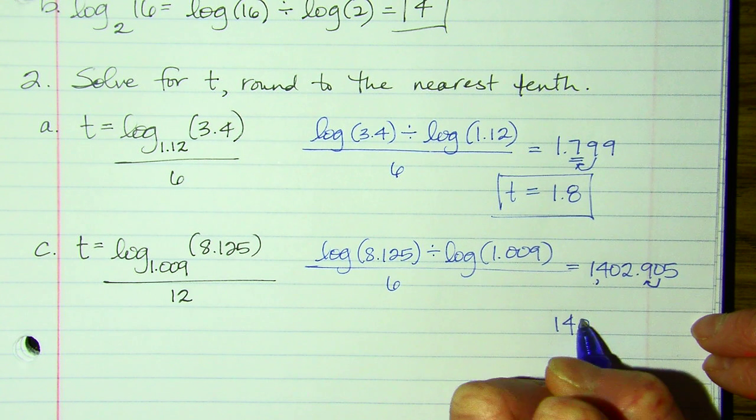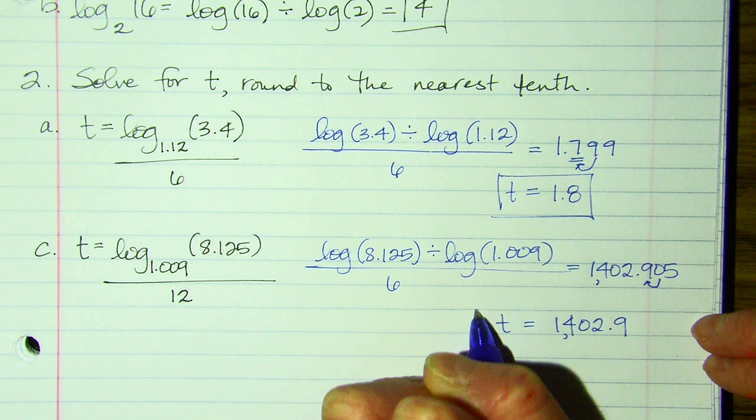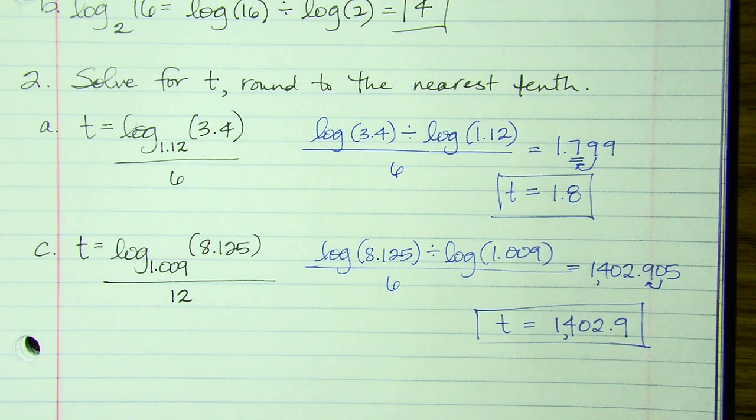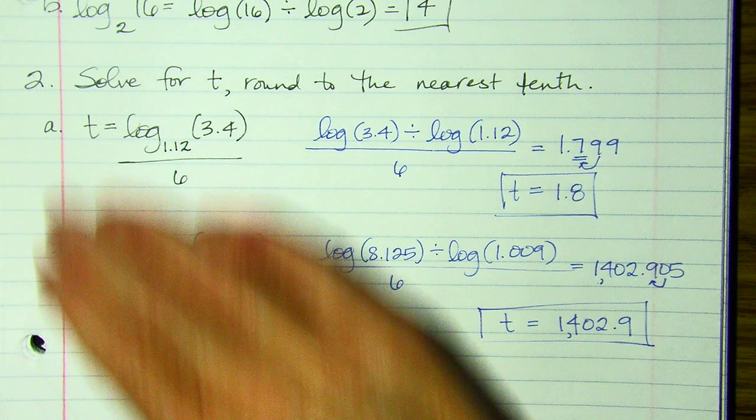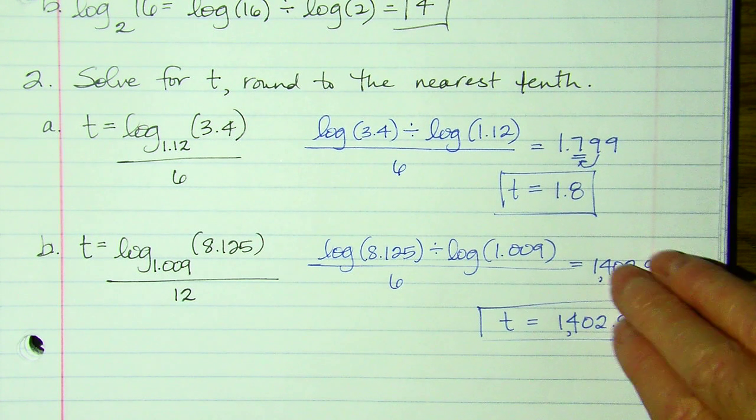So 1,402.9. Or sorry, this isn't dollars, this is years. So 1,400 years. Long time. This should also be B. B comes after A, not C. Okay, so I think that's the next problem on your homework.